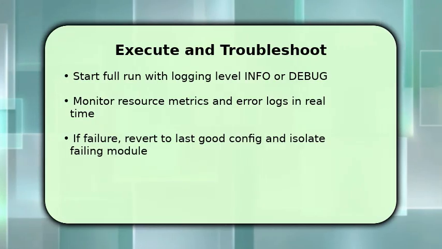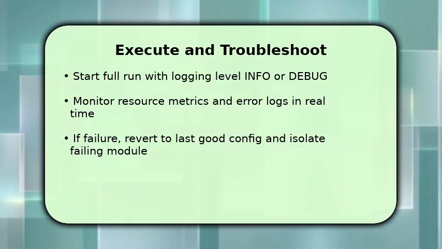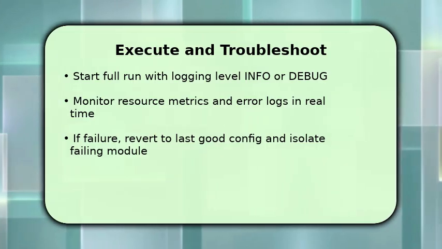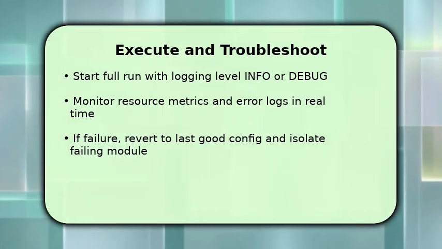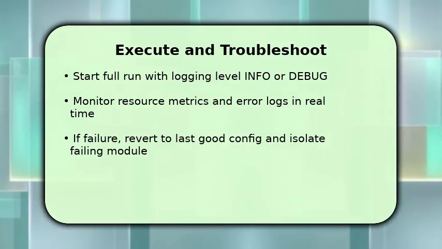If something goes wrong, stop the run, revert to the last known good config, and re-enable modules one at a time to isolate the failure. One key tip: check permission and path mismatches first. They cause the most silent failures and are quick to fix.